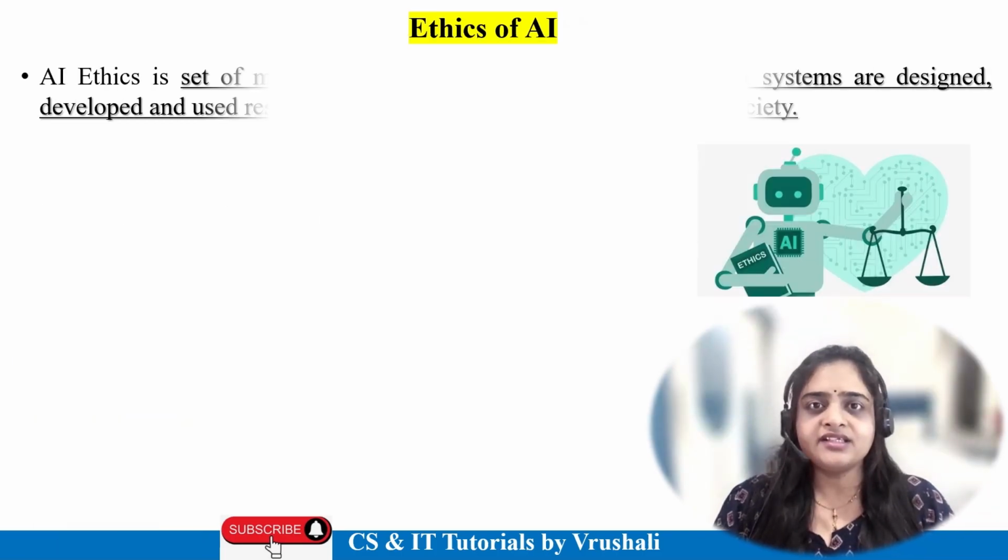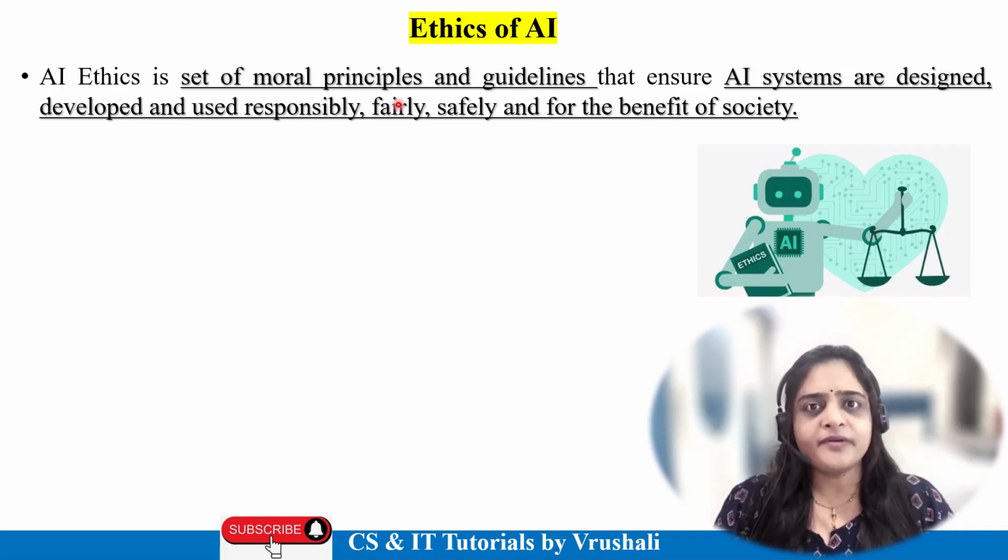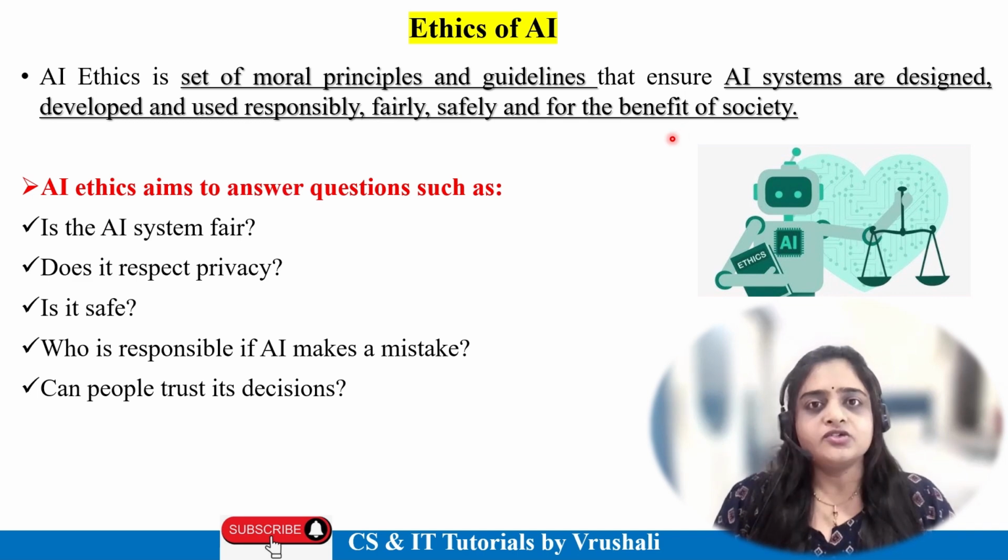Now the last topic is ethics of AI. Ethics means a set of principles and guidelines. AI systems are ensured to be designed and developed according to these guidelines, and also to be used responsibly, fairly and safely for the benefit of society. Basically, ethics of AI gives the answer to these questions: Is the AI system fair? Does it respect the privacy of the user? Is the AI system safe? Who is responsible if AI makes a mistake? And can people trust AI system decisions? So ethics of AI provides answers to all these questions. Basically, all AI systems are developed as per the guidelines and protocols.